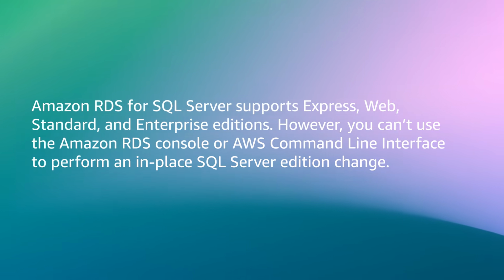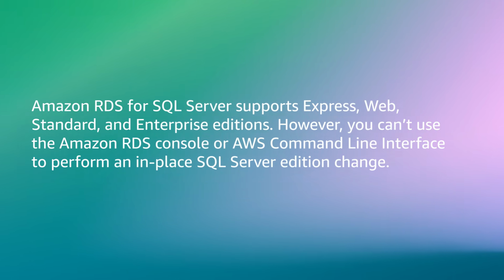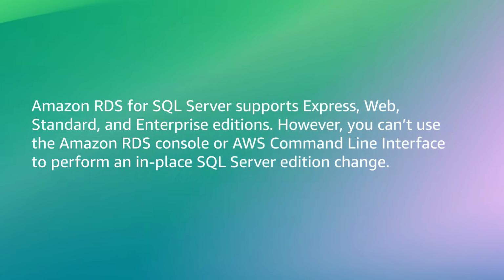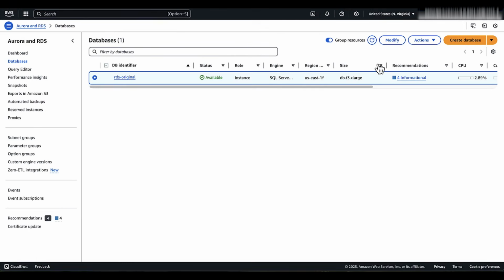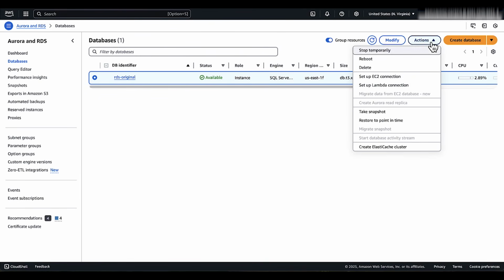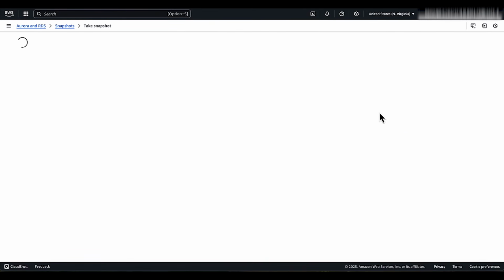Amazon RDS for SQL Server supports Express, Web, Standard, and Enterprise editions. However, you can't use the Amazon RDS console or AWS command line interface to perform an in-place SQL Server edition change. To upgrade the SQL Server Engine edition, follow these steps. Create a snapshot of your existing RDS for SQL Server instance.